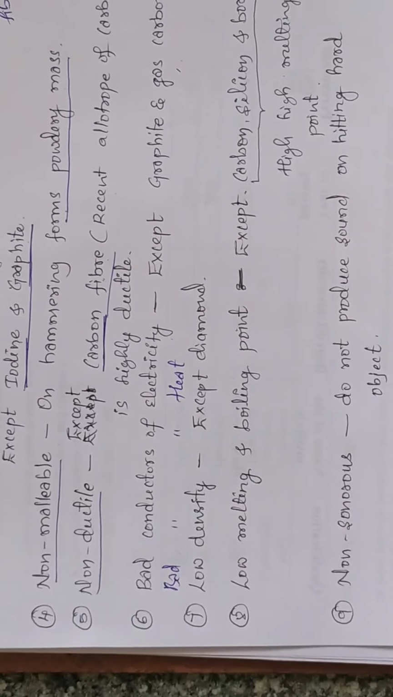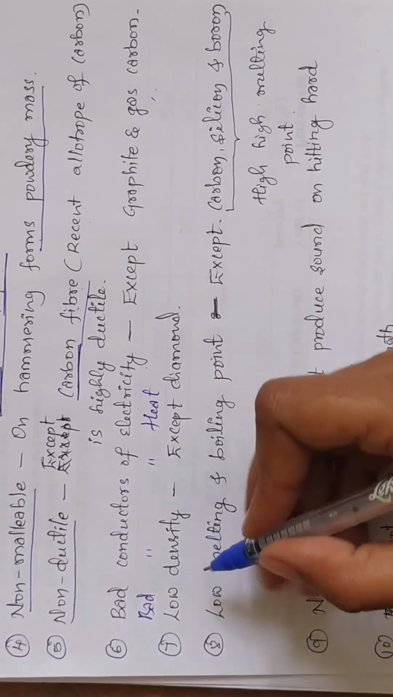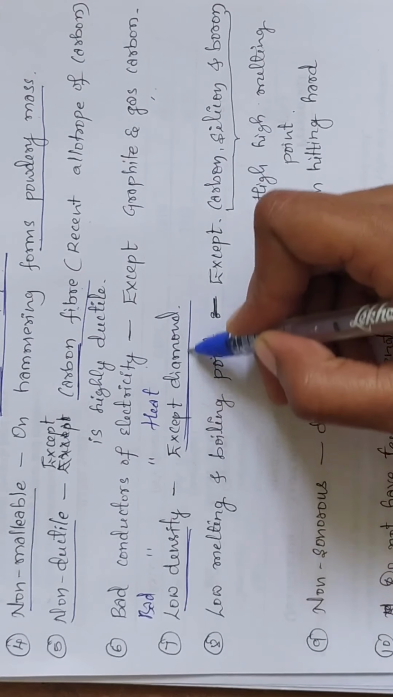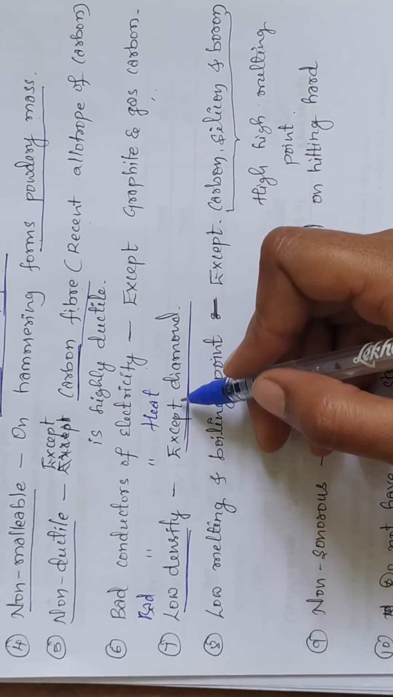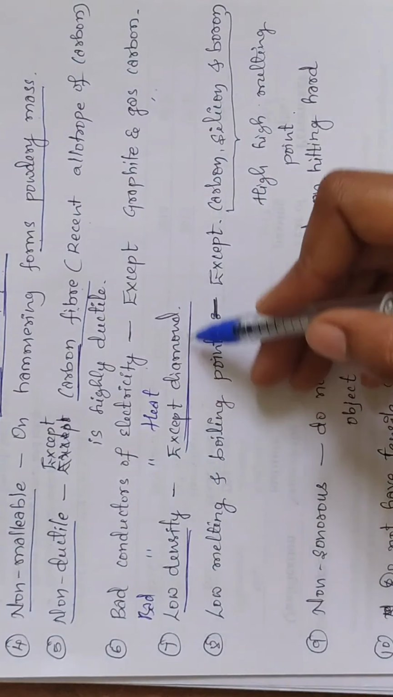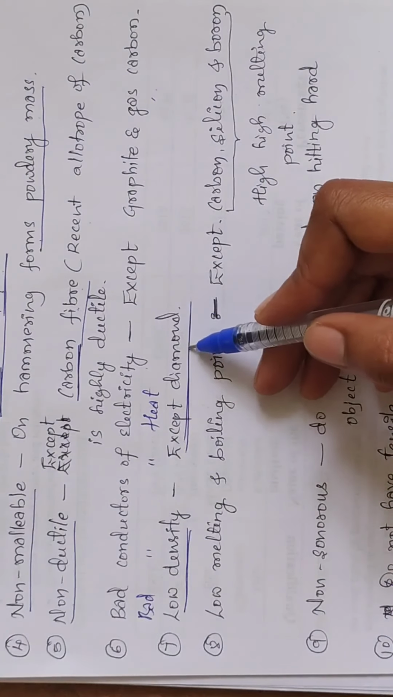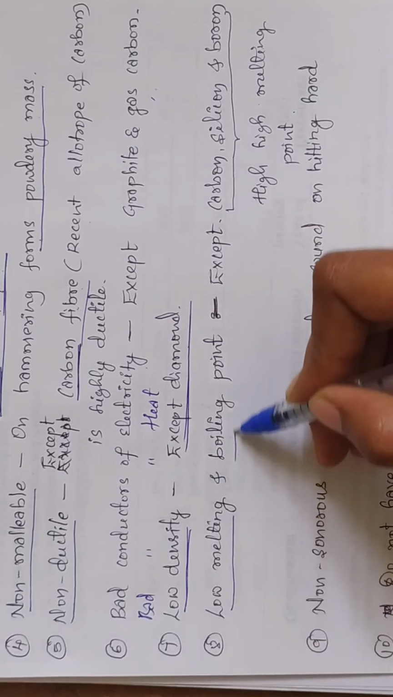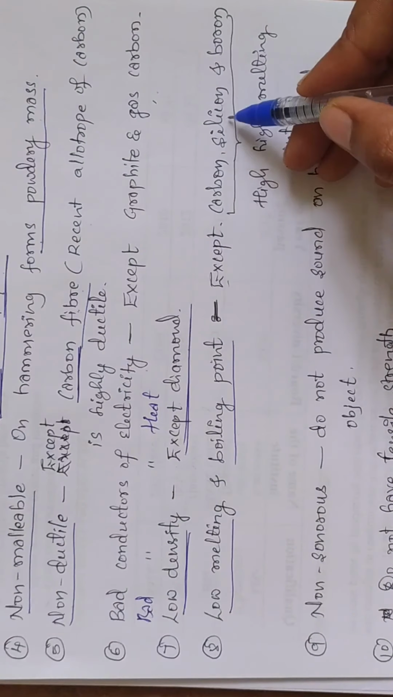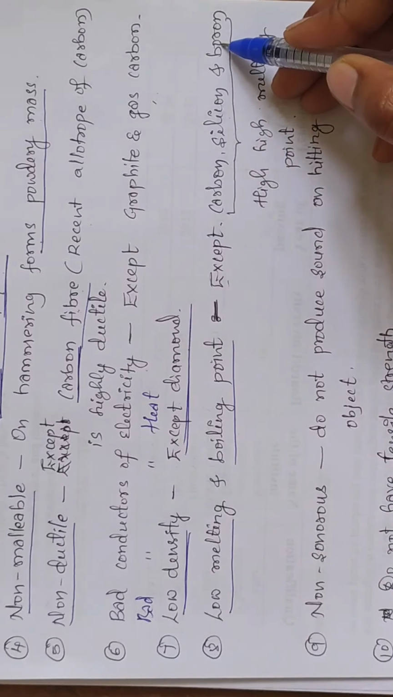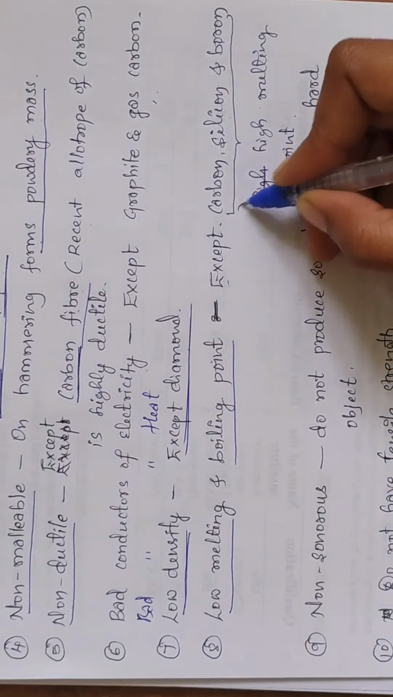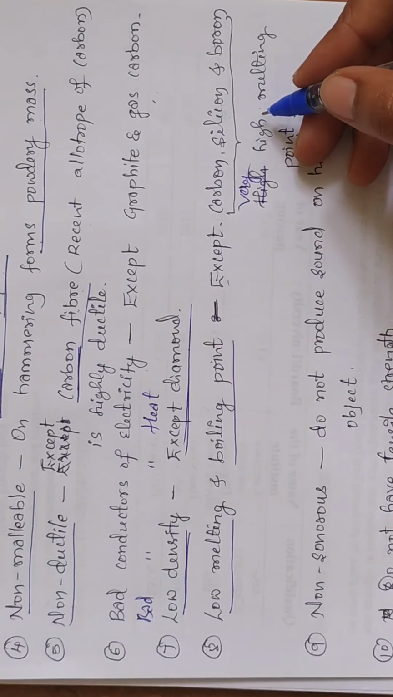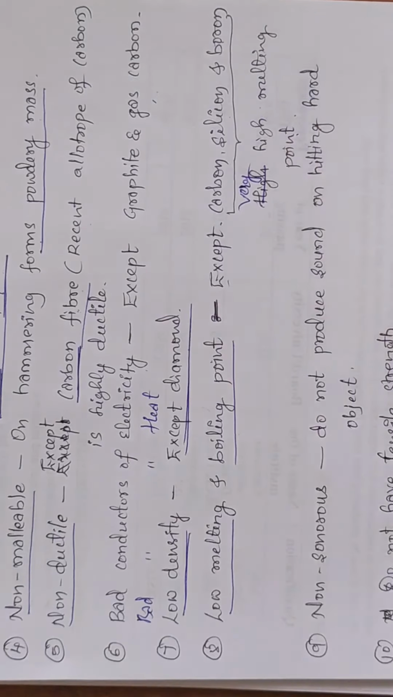Next physical property, these non-metals have low density except diamond. It has high density compared to the other non-metals. Again, diamond is an allotrope of carbon and carbon is a non-metal. And next, these non-metals have low melting and boiling points except carbon, silicon and boron. They have very high melting points. Except these three non-metals, all the remaining non-metals have low melting and boiling points.